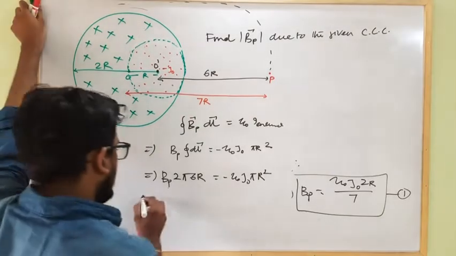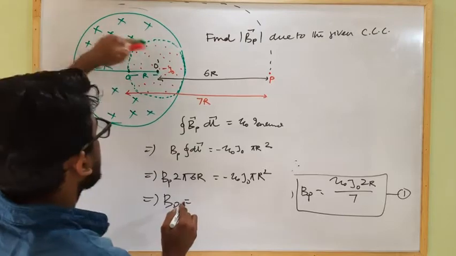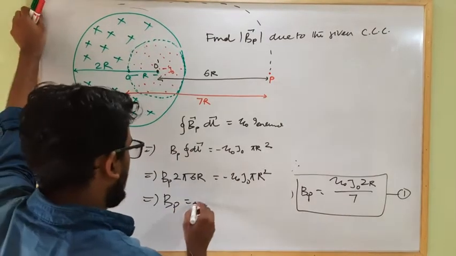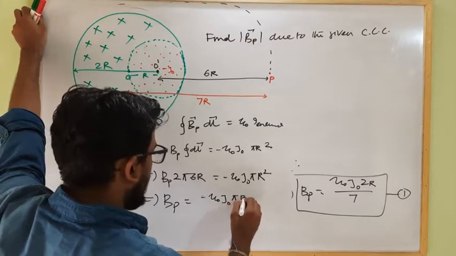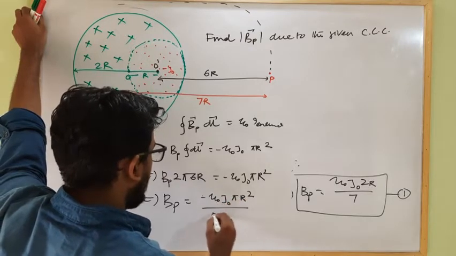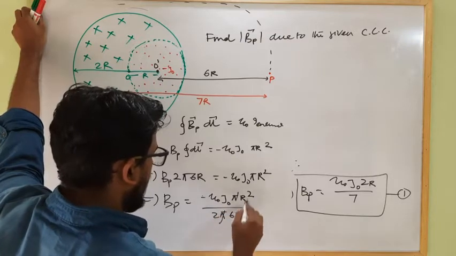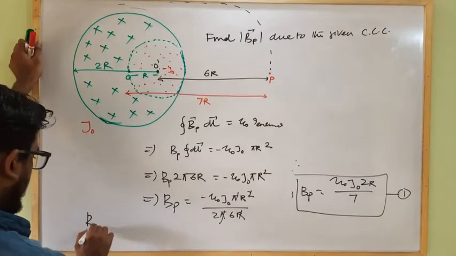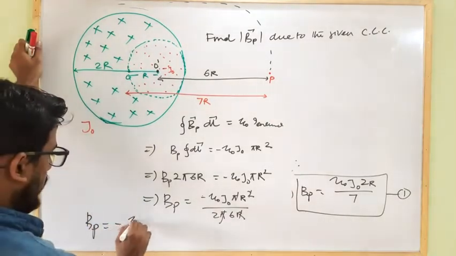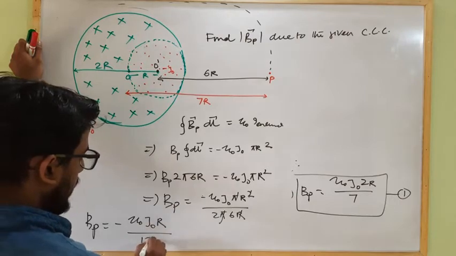Okay. So this implies B at P due to the cavity sized current carrying conductor will be minus mu naught J naught pi r square divided by 2 pi 6r. Pi cancels, r is cancelled, so it will become how much? B at P will be minus mu naught J naught r divided by 12.